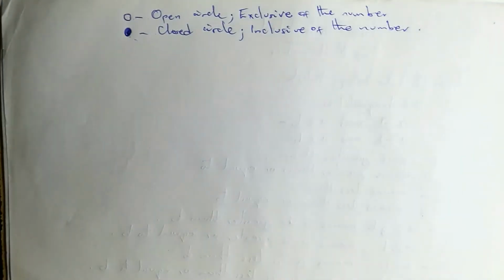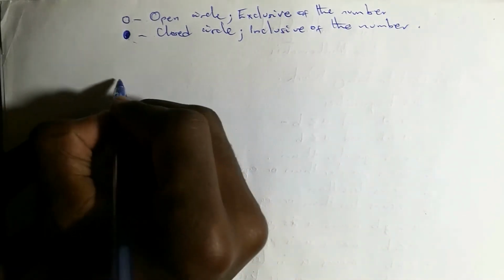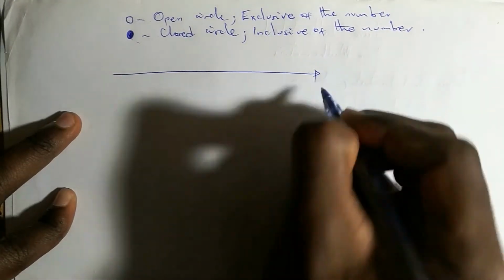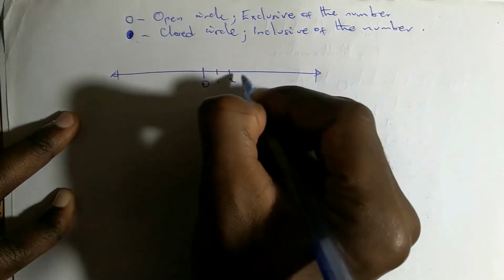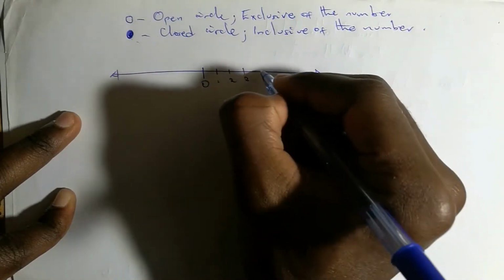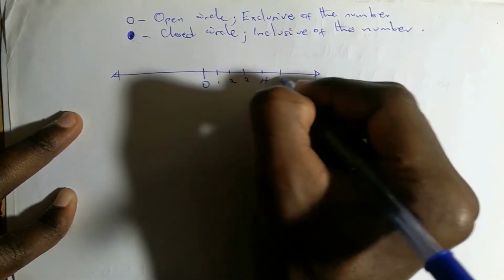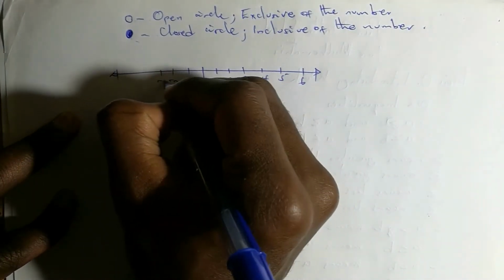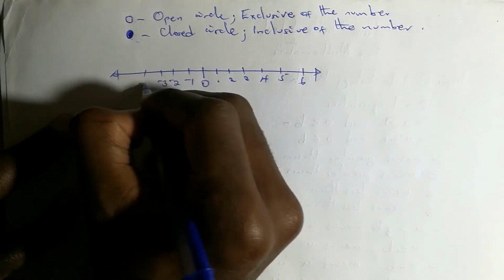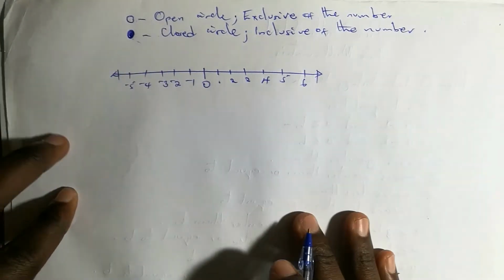Now today the number line is still going to help us, what we looked at last time, but for today we're not going to just be looking at points. We'll be looking at a section across the number line. That means let me draw a number line. 1, 2, 3, 4, 5, 6, -1, -2, -3, -4, -5.